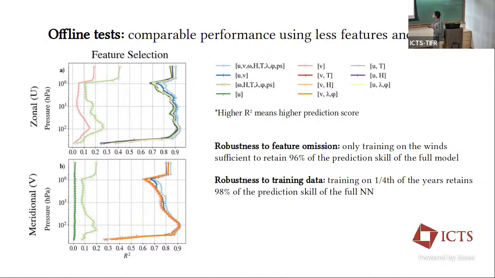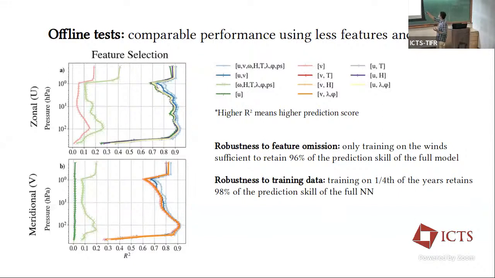Now, the interesting thing is, once you play with the feature set, you start omitting different features and you see how that affects your prediction or emulation. Then you notice two pretty cool things. If you just consider this dark green curve here, that is, if you train the neural net only on the zonal wind speed to emulate the zonal drag, then this green line is almost capturing 96% of the prediction skill of the full model. So even if you take just one relevant feature out of the 8 total relevant features.